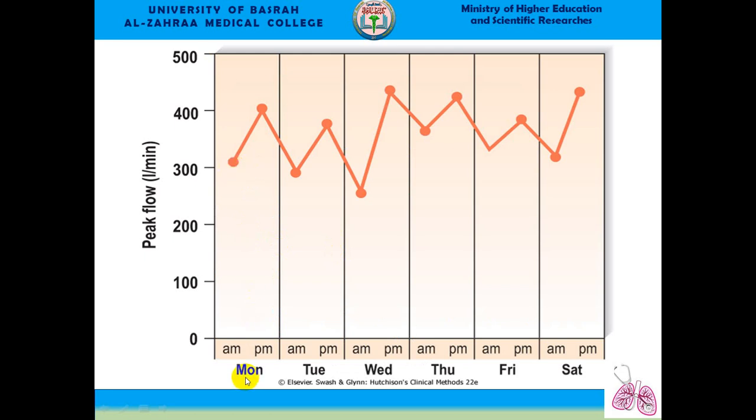And this is the peak flow. So these are the days, Monday, Tuesday, etc. And we have here AM and PM, these are the morning and the night. So as you can see here, first of all, there is variability between days. Like here, the best day was Tuesday. Sorry, the best day was Wednesday, while the worst day was Tuesday. And there are changes between day and night.